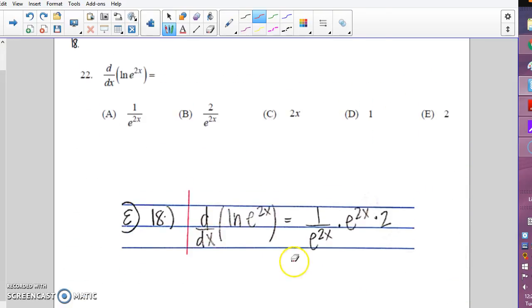18, this is just take the derivative. So this is natural log of something, so 1 over that something. Chain rule times e to the 2x, and then times 2, chain rule again. You can kind of see where it simplifies down. From there, basically these 2 guys cancel, and so you're left with just 2.